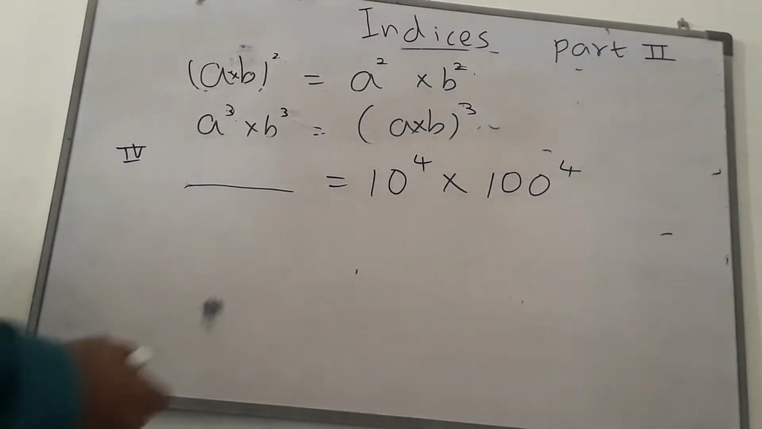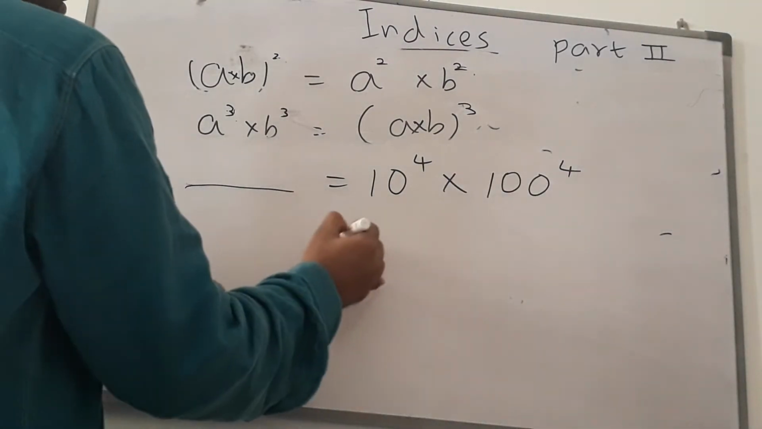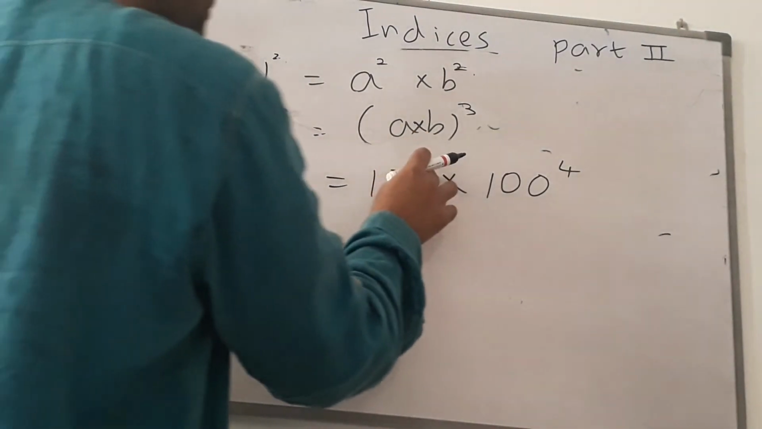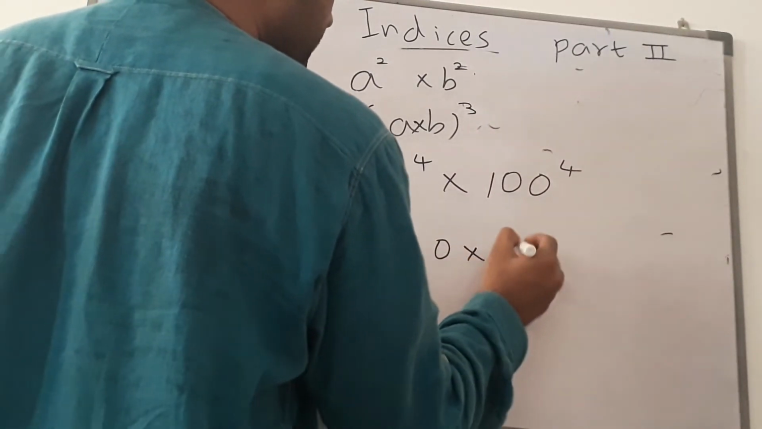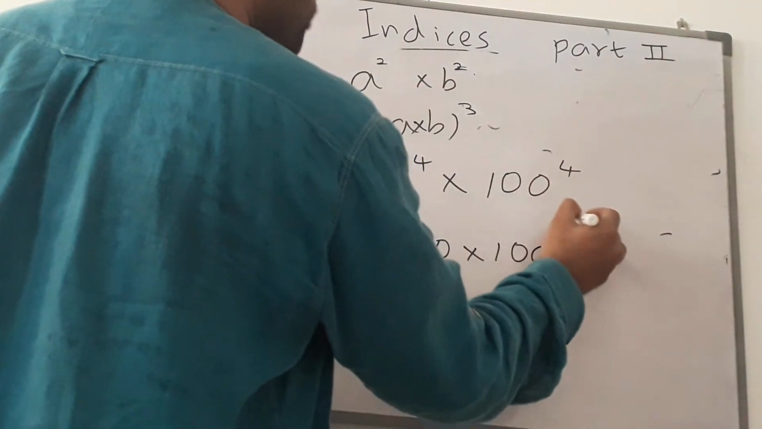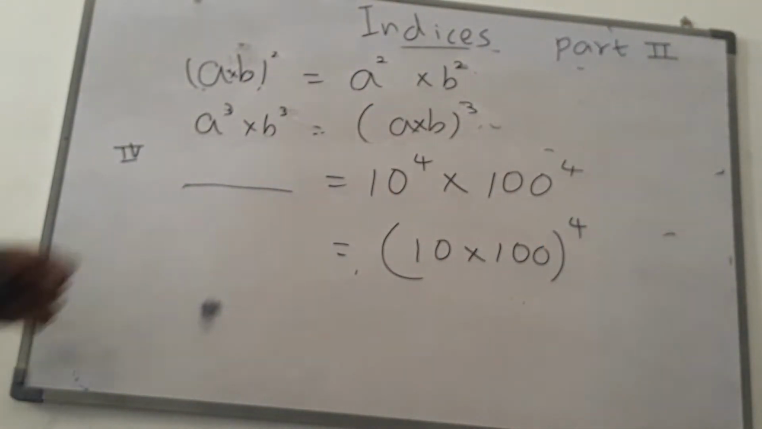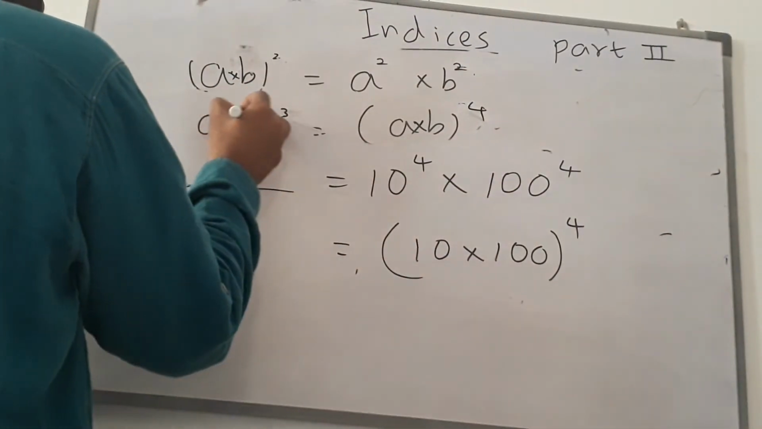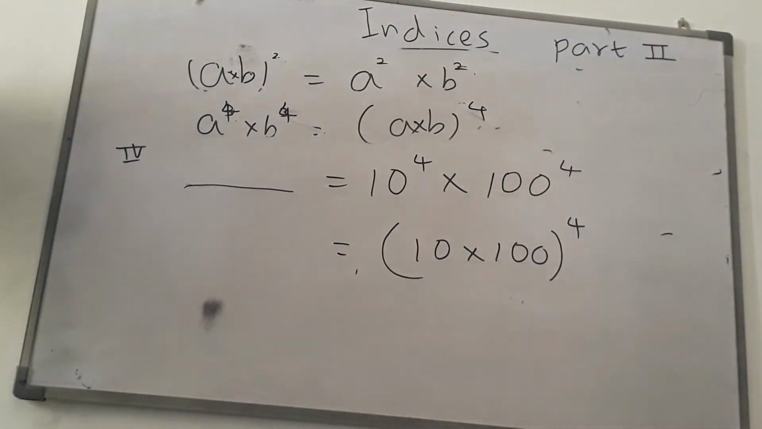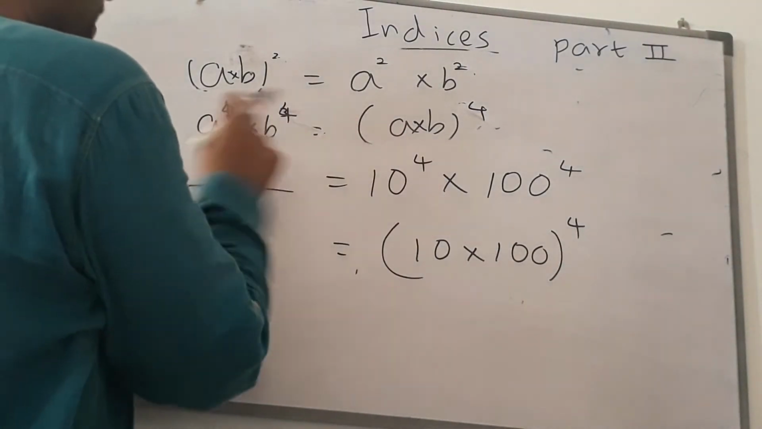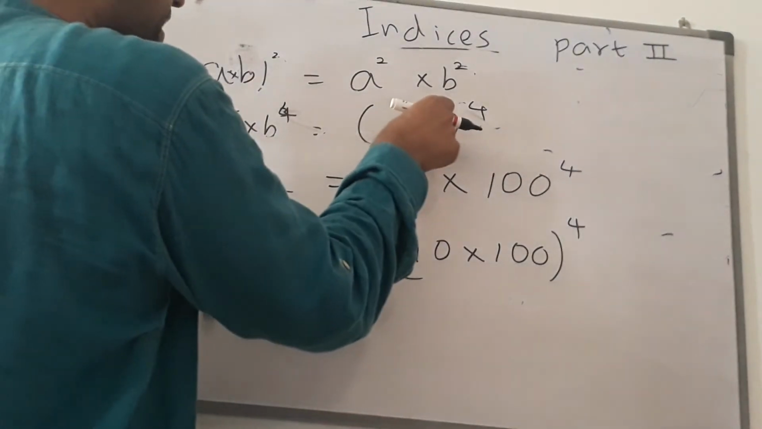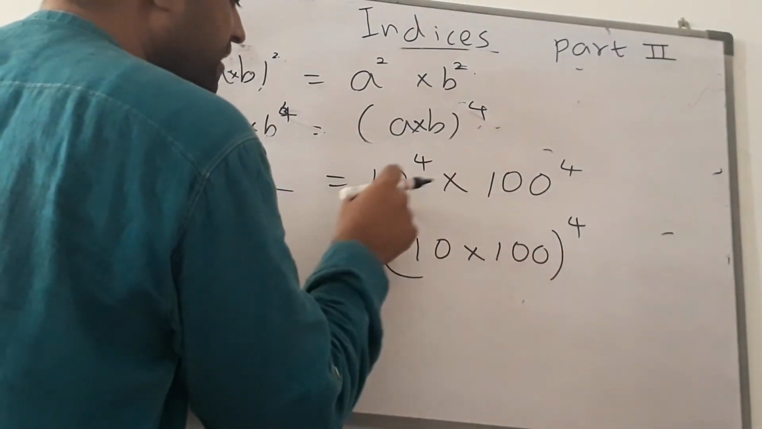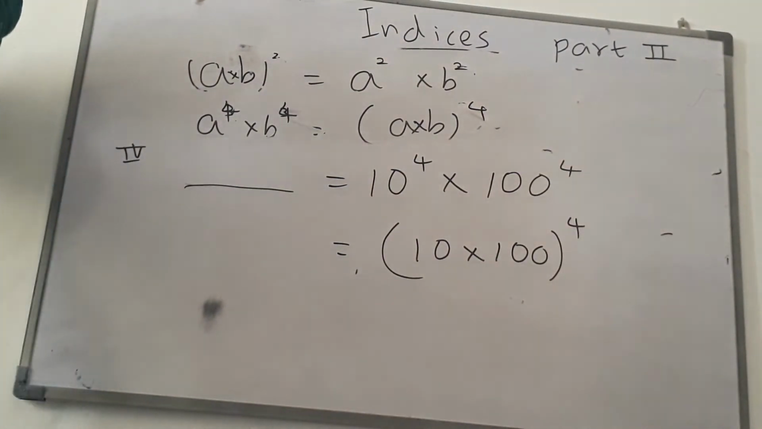Okay. This means 4 is common to both 10 and 100. So we can write it as 10 times 100 all together to the power 4. Like in here, a times b all together to the power 4 can be written like a to the power 4 times b to the power 4. So when we are given a to the power 4 times b to the power 4, it means inside bracket a times b, same as here, 10 times 100 all together to the power 4.